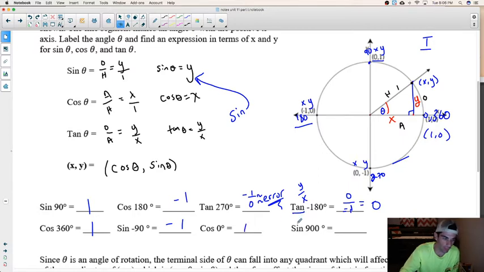And let's go around to 900. One time is 360. Two times is 720. And then we hit right around at 900 one more time. And they are looking for the sine, which is y. And that's going to be 0. Okay, so that is evaluating these functions and the points, and just understanding what we have now for sine, cosine, and tangent functions.